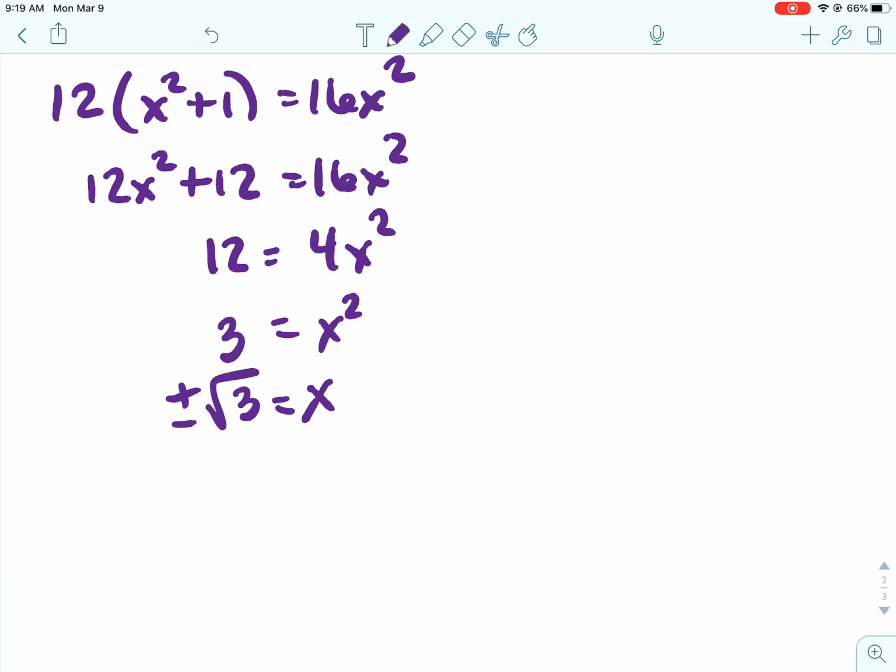We want to make sure that the answers we get are in the interval that we're talking about. So the square root of 3 is definitely between 1 and 3, but what about the negative square root of 3? It is not. So the only answer is the square root of 3.